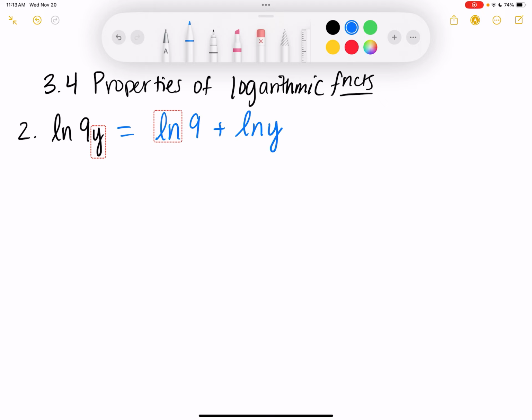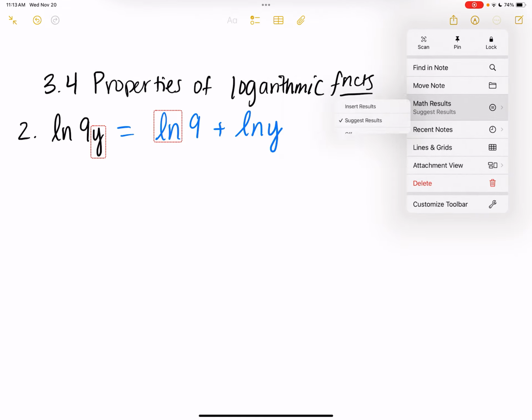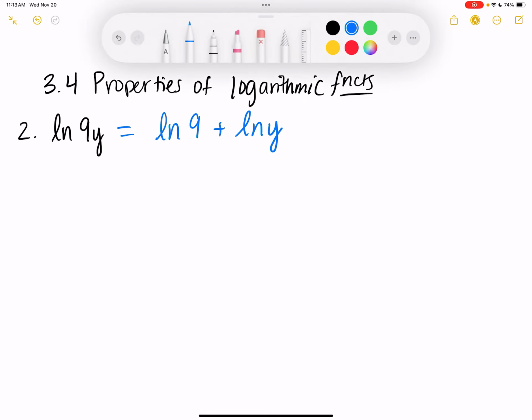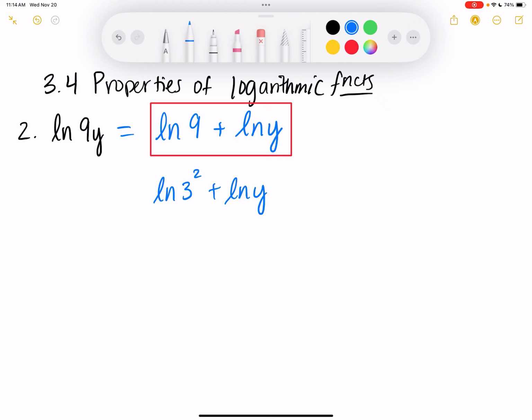Now, some people will take this problem farther, because the ln of 9 is technically a number. I would be fine with you leaving it here, but I'm going to show you how the book continues it, just so that you're aware, in case this happens in another problem. They would rewrite this as the ln of 3 squared plus the ln of y, and then throw this 2 out front for the power, so 2 ln of 3 plus the ln of y.